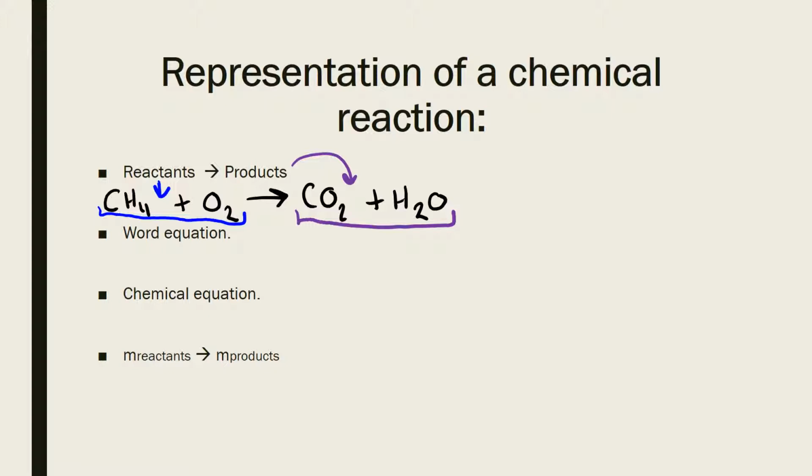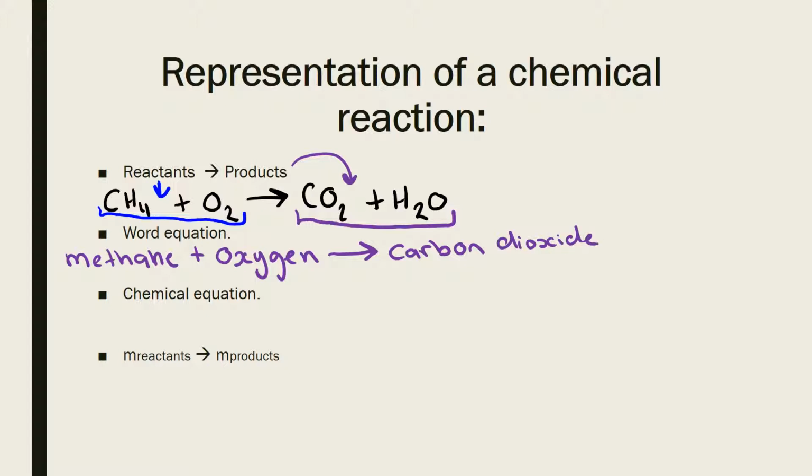Then we looked at word equations, and for word equations we just have to write them. So instead of writing CH4, we are going to write methane, plus O2 is oxygen, so we're actually going to write oxygen. Remember, arrow. Then we've got carbon dioxide plus water. Okay, so we just write it in word form.